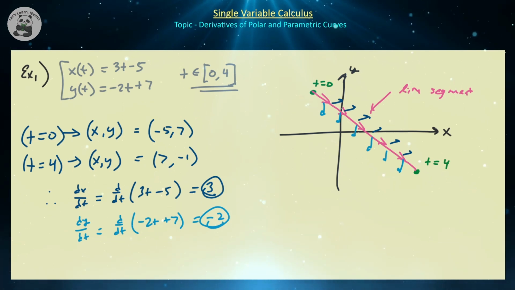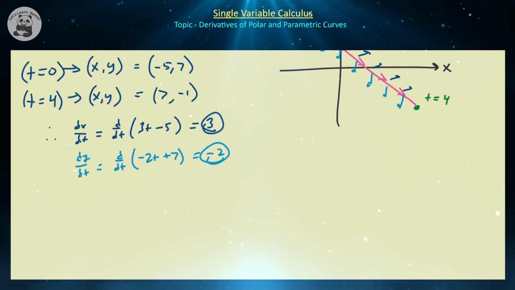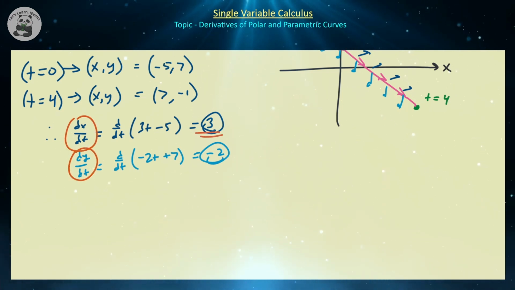Now, obviously it is a line segment. Is it possible that we can get the equation of this line from the parametric function representation? So if we know that dx/dt is equal to 3 and dy/dt is equal to minus 2, what is dy/dx, which we usually interpret as the slope of that tangent line, and the tangent line to a curve that is a line is in some sense the line itself.